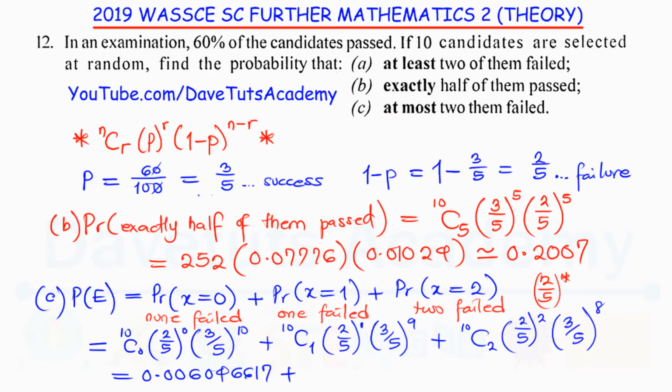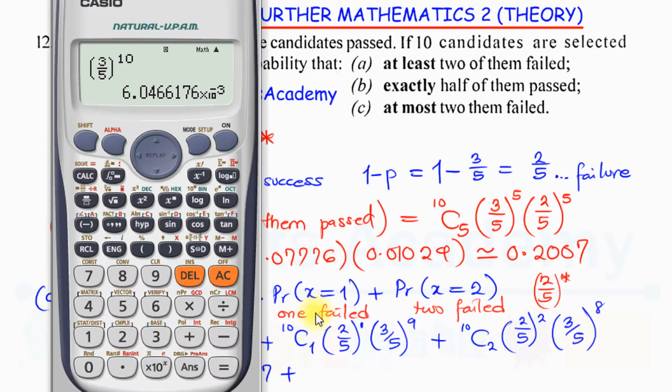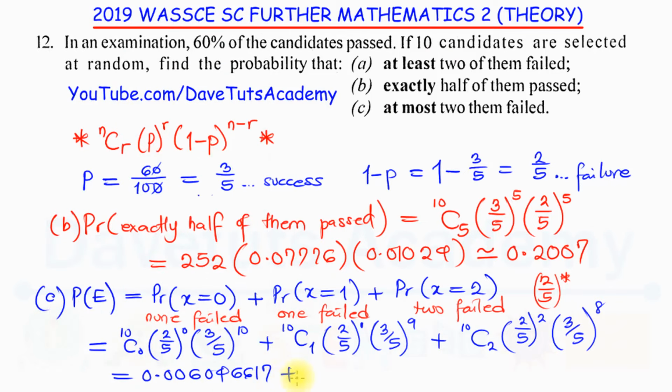Plus, in this second case, 10 combination 1, that is 10 times 2 over 5, which is 0.4, times 3 over 5 raised to power 9. So I have here 3 over 5, and close that bracket, to the power of 9. Okay, so I'm just evaluating them straight. This gives 0.0403 10784.